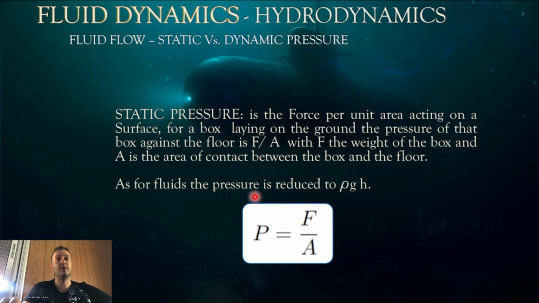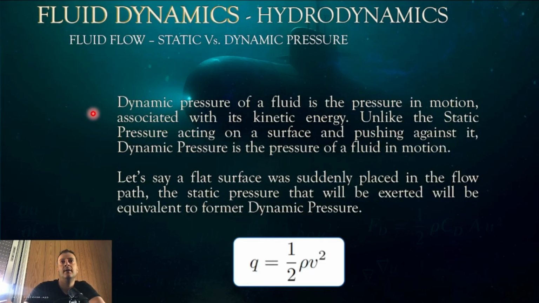As for fluids, the pressure is reduced to rho gh, as we mentioned before. So pressure is equal to force divided by area. Dynamic pressure of a fluid. Dynamic pressure of a fluid is the pressure in motion associated with its kinetic energy. Kinetic energy of the fluid in motion.